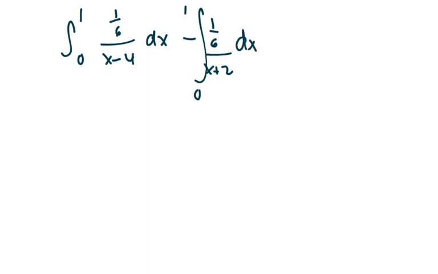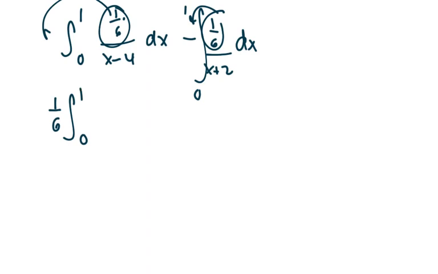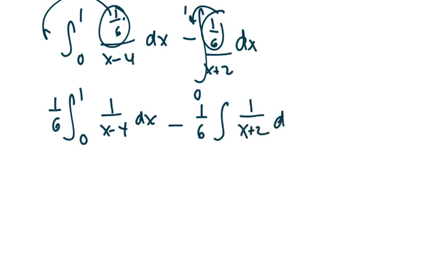These are constants, so we can factor these out, right? What that's going to give us is 1/6 times the integral from 0 to 1 of 1 over x minus 4, minus 1/6 times the integral of 1 over x plus 2. And these are both ln situations, right? The derivative of the bottom is on top.